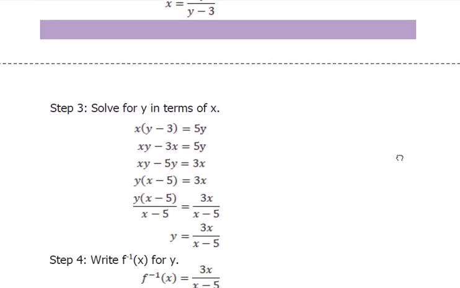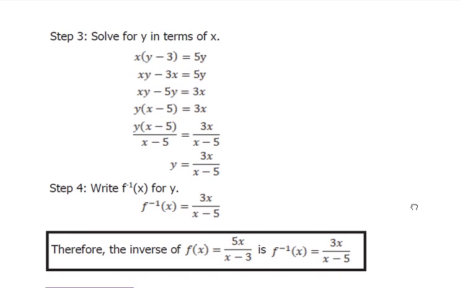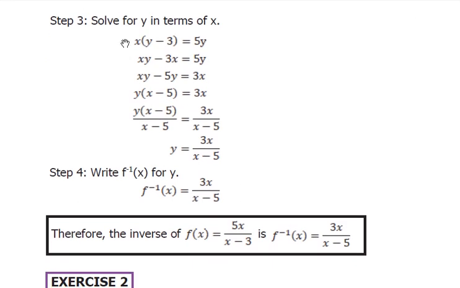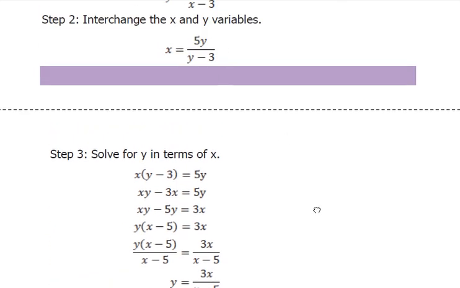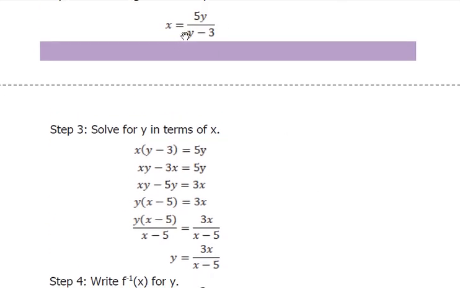Interchanging x and y. And then finally, it's not yet. The step before the final step is solving for y in terms of x. Since x equals 5y over y minus 3, we have to cross multiply. So we have x times the quantity y minus 3 equals 5y to eliminate the fraction.